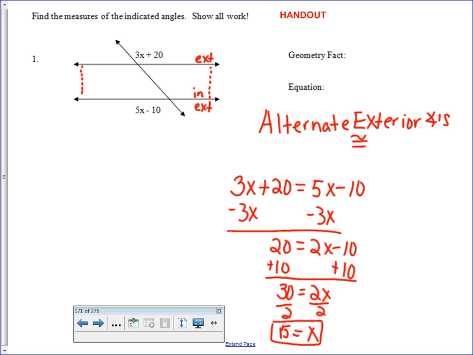Now, I'm not quite done. What I have to do now is substitute that back in. So 3 times 15 plus 20 is going to give me 65. So that angle measure is 65. 5 times 15 minus 10 is going to give me 75 minus 10, which again is 65. And sure enough, both those angles are of equal measure, so I did this problem correctly.